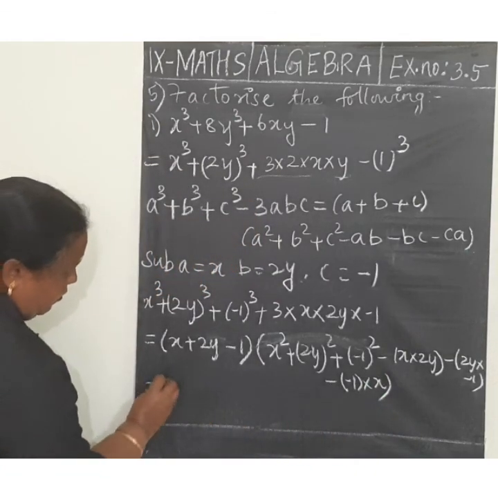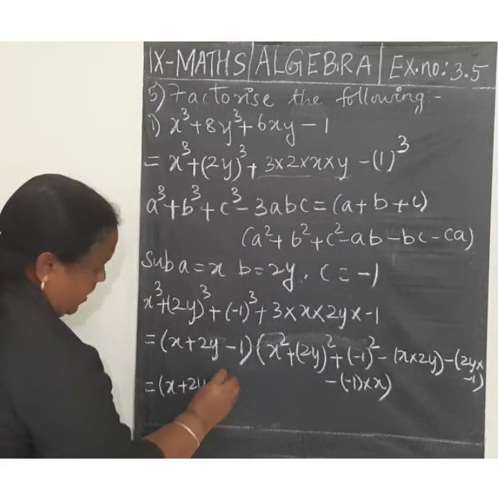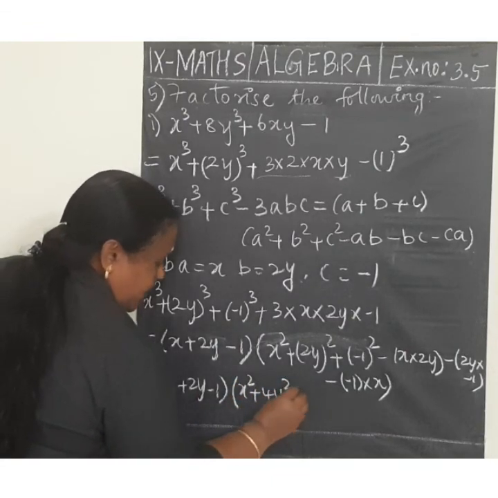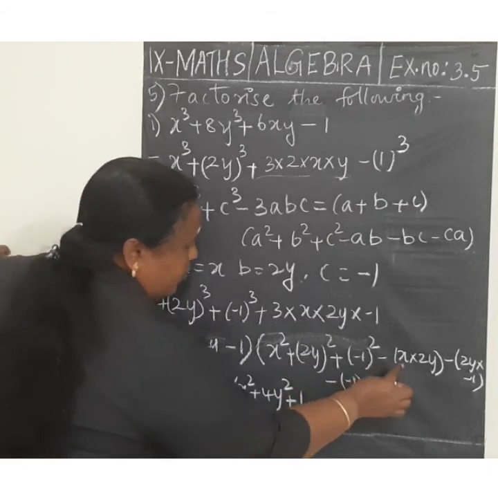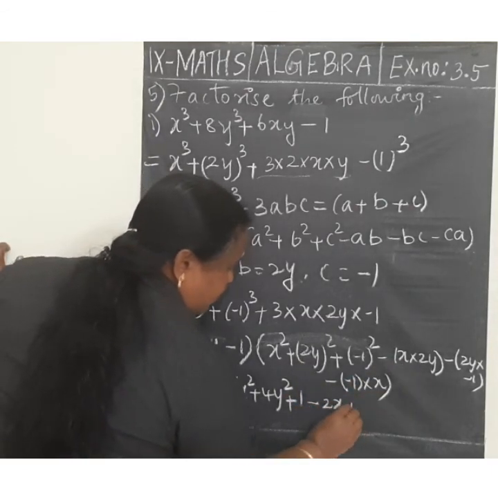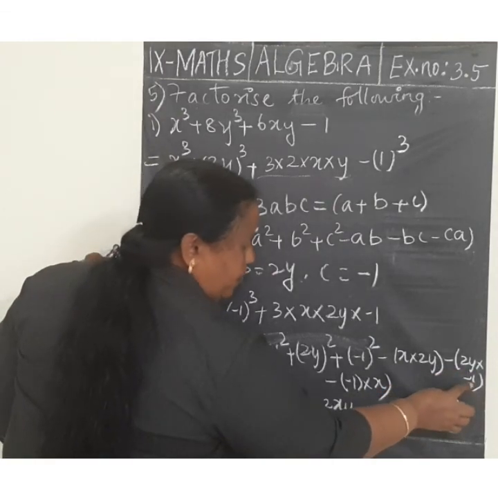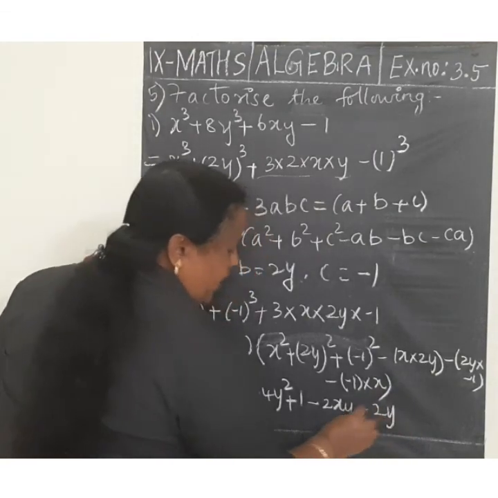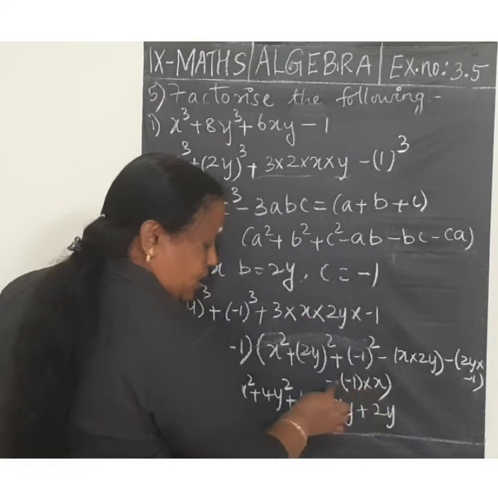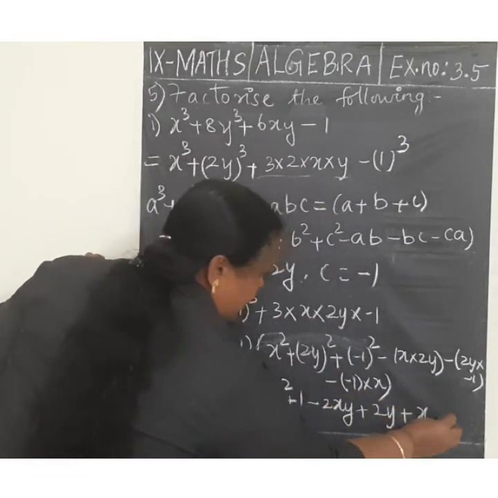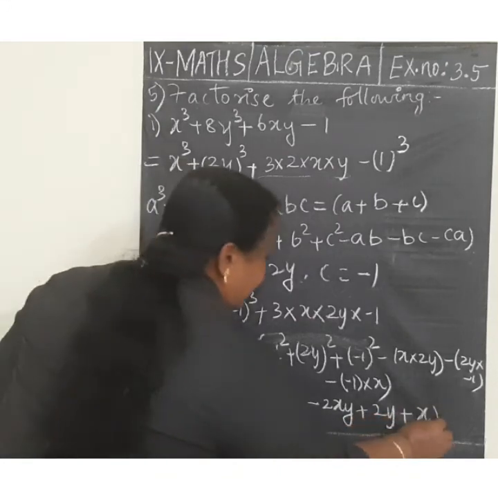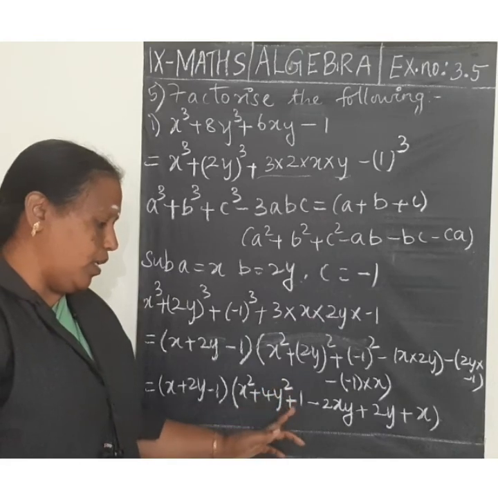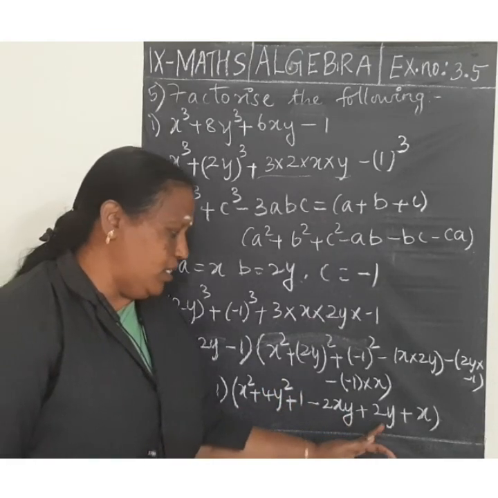So this is equal to x plus 2y minus 1 into x square plus 4y square plus 1 minus x into 2y, minus 2xy. Here, 2y into minus 1: minus into minus is plus, so plus 2y. Here, minus 1 into x: minus into minus is plus, so plus x. So we write this as x plus 2y minus 1 into x square plus 4y square plus 1 minus 2xy plus 2y plus x.